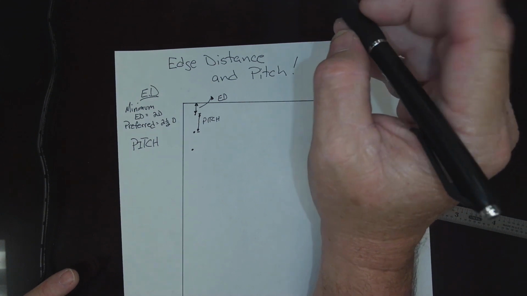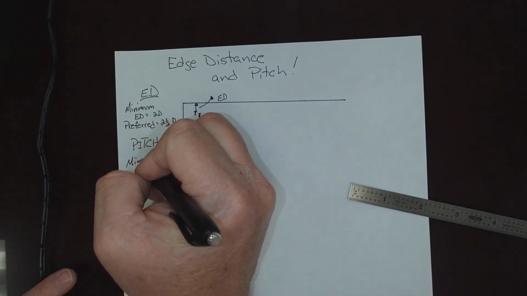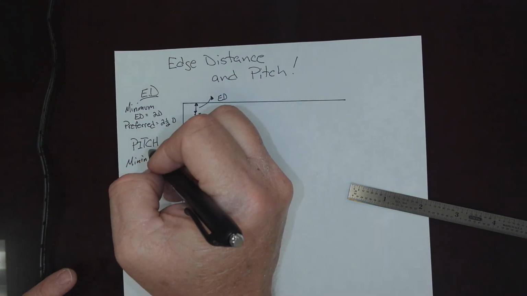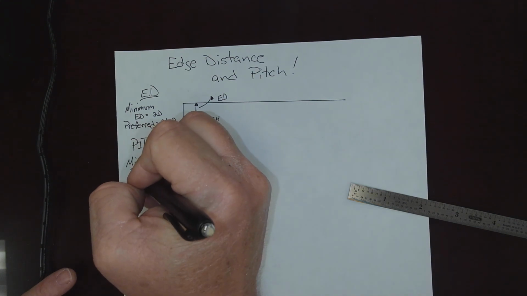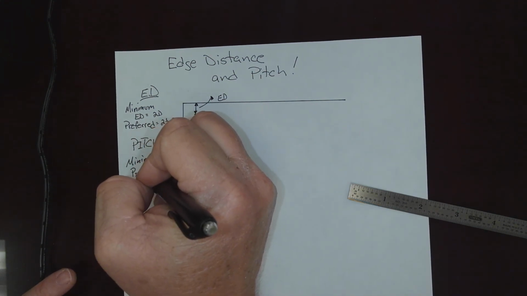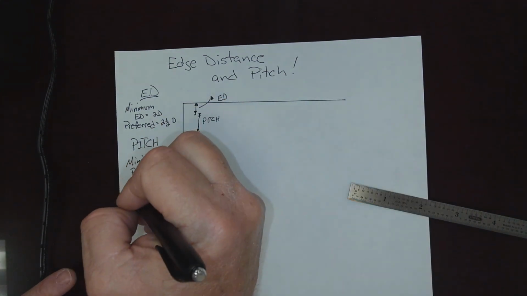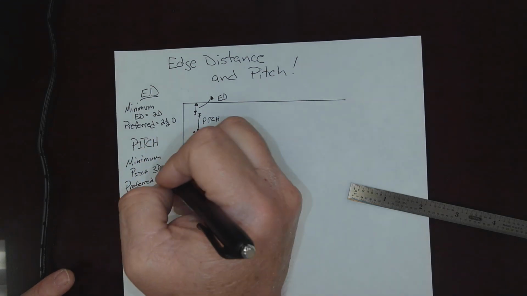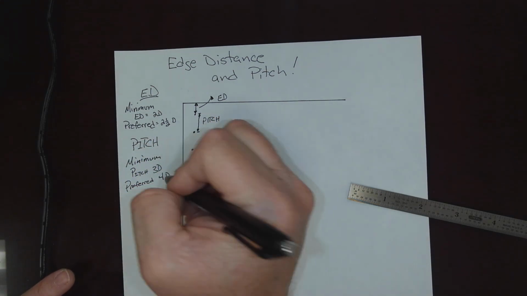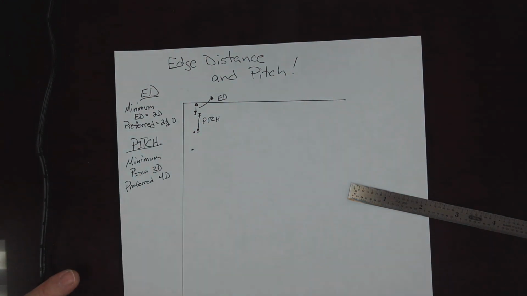Then finally, let's look at our last term. By the way, our pitch, our minimum pitch rule, and yep, there's a solid standing rule, is 3D minimum. The preferred is 4D. So that's our minimum edge distance and preferred edge distance, minimum pitch, preferred pitch.